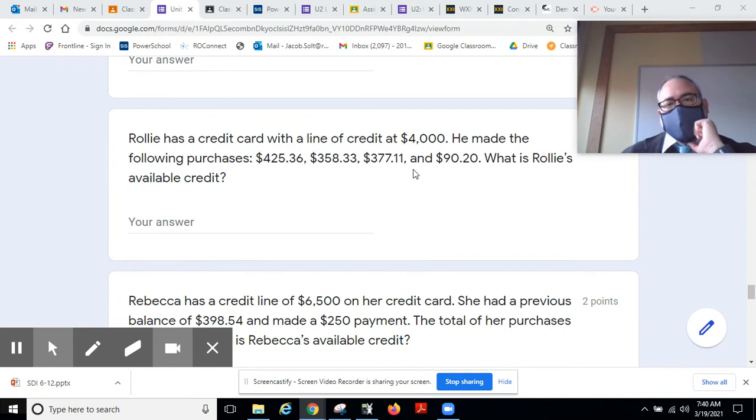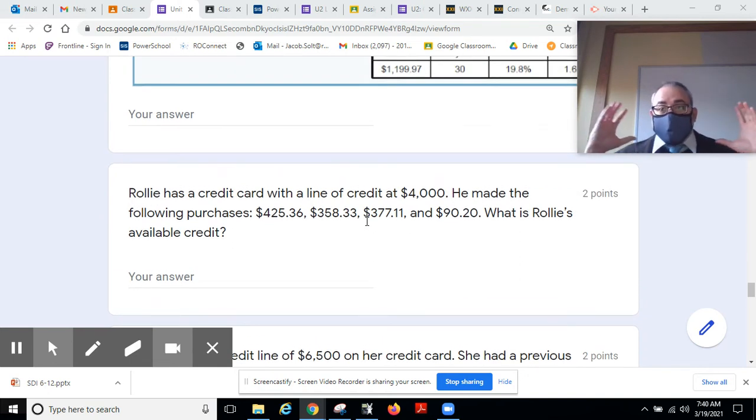Raleigh has a credit card with a credit line of $4,000. He made the following purchases, and what is his available credit? So the available credit is how much he could potentially borrow on this credit card, right? How much he could potentially borrow, and so to find his available credit, we have to take his line of credit and subtract the new balance.